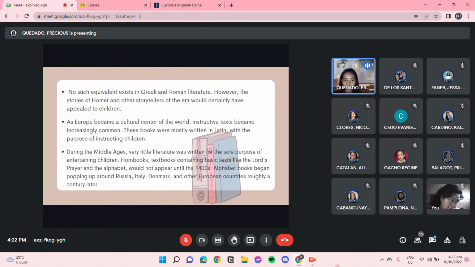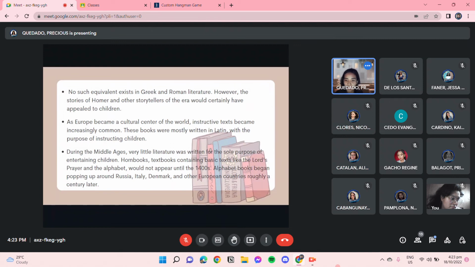So there is this time that Europe became the cultural center of the world. So instructive texts became increasingly common. These instructional books were written in Latin. So as you can see, Latin was once a lingua franca. You can compare it to how much we use English globally today. That is how popular Latin was.